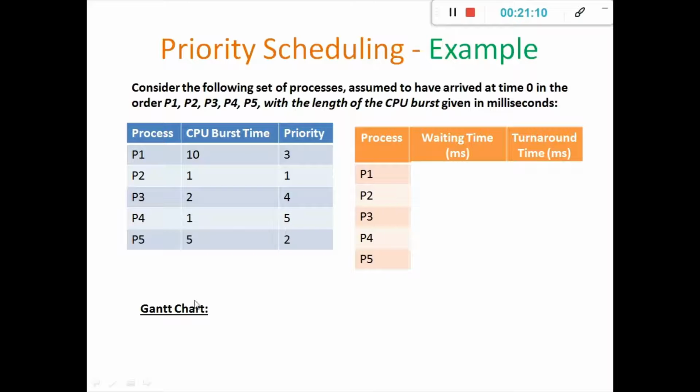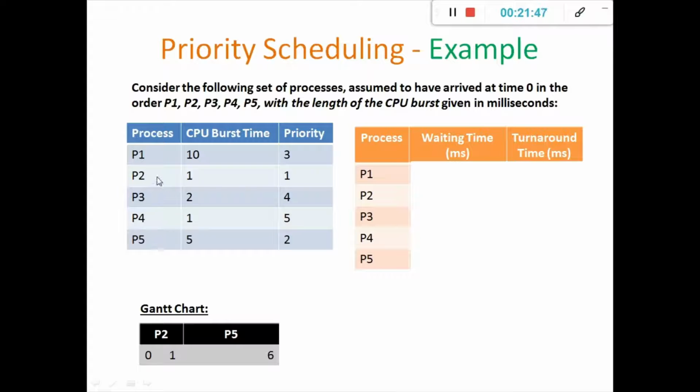Now let me explain the execution order of these processes. As far as priority is concerned, P2 starts first. The burst time of P2 is 1 millisecond, so it completes first. Then comes the process P5, whose burst time is 5. So 1 plus 5 is 6 milliseconds. The completion time of P5 is 6 milliseconds.